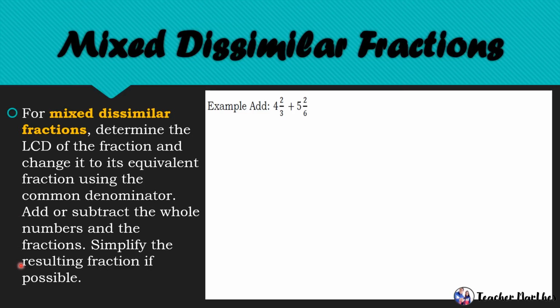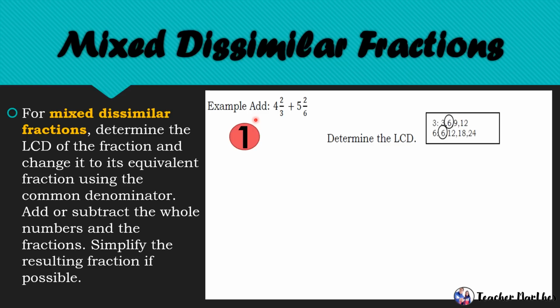Example number 1, add 4 and 2/3 plus 5 and 2/6. So, magkaiba ang denominator. So, we have 3 and 6. So, this is an example of mixed dissimilar fraction. So, step 1 is to determine the LCD. So, lista natin ang LCM ng 3 and 6. So, ang LCM ng 3 and 6 is 6. So, lalagay natin siya sa LCD.